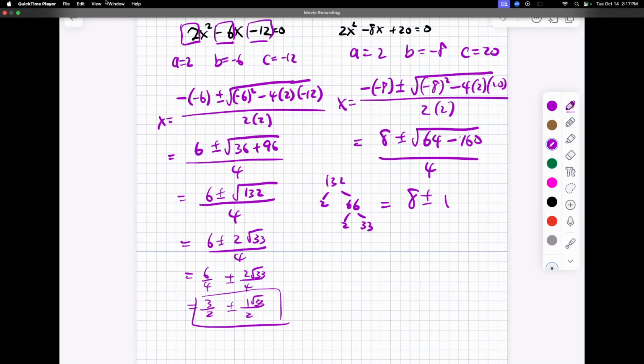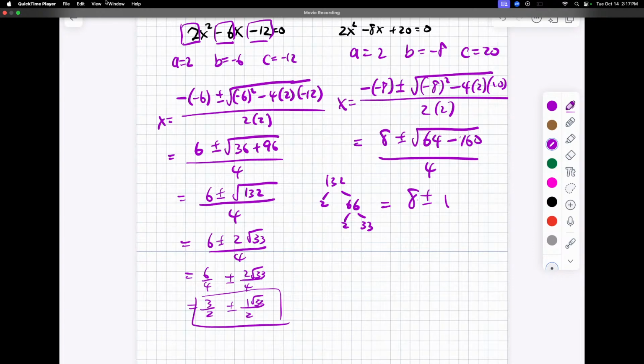This is the discriminant. If the discriminant is negative, there's no x-intercept. In the graph, there's no x-intercept. So this graph is going to face up, has a y-intercept at 20, but it has no x-intercept. Just by looking at the discriminant, you can tell.